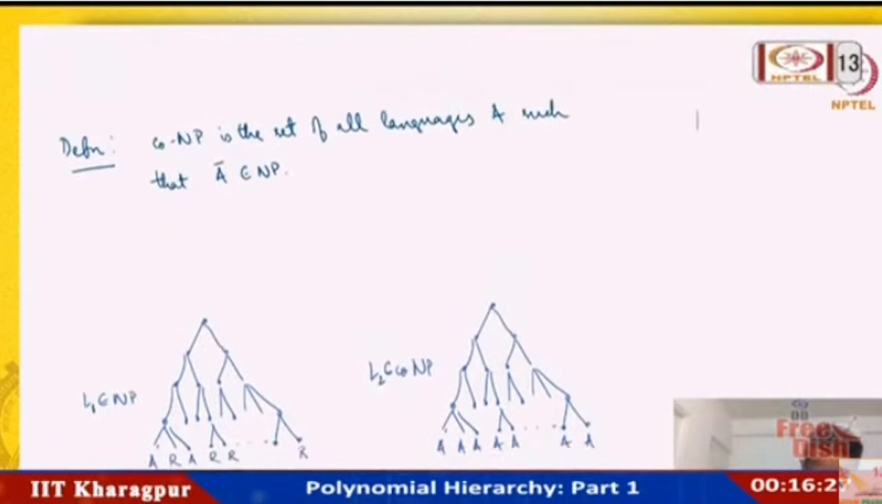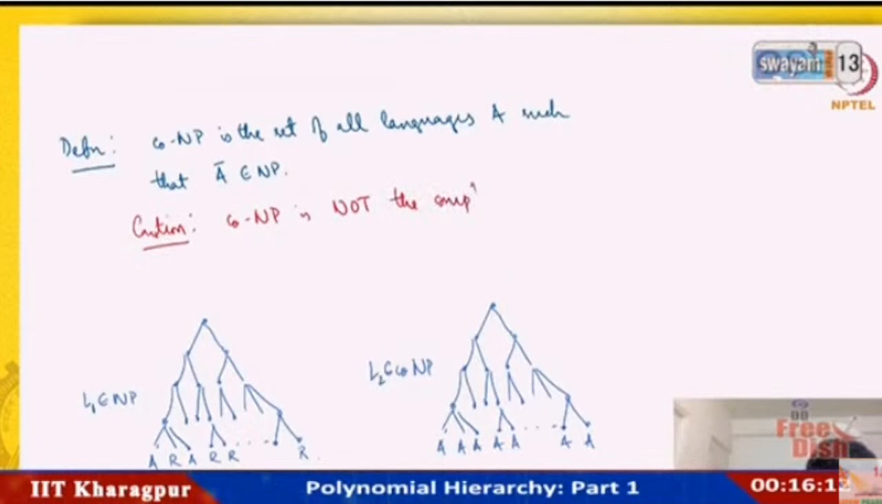So again, just one thing I want to say here. Caution: CoNP is not the complement of NP. It is not the set of all languages that are not in NP. It is the set of all languages whose complement language is in NP. One may be tempted to think that it is the complement of NP. It is not, right?